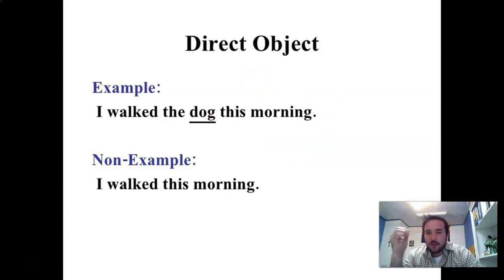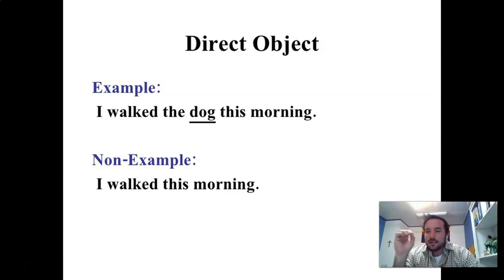We didn't ask ourselves when to find the direct object. We asked ourselves who or what after the verb. Who or what did something? I. What did I do? I walked. Walked what? The dog. Now, here's a good example of what is not a direct object, what confuses a lot of people. A lot of people will take this sentence, I walked this morning, and say, whoever did something, I. What did you do? I walked. Walked what? Morning. No. No.